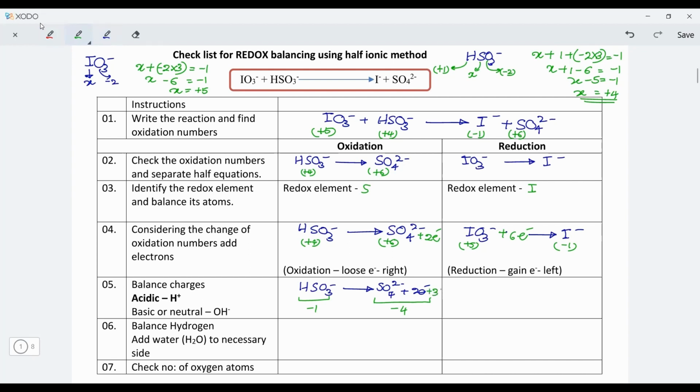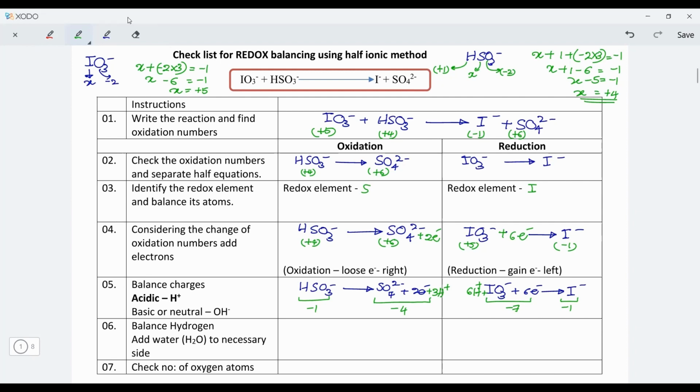So you have to do it for the right side. Then if you check the overall charge, you can understand both sides will become -1 charge. Now let's try it for the IO3 minus reduction equation. Here the overall charge will be -7. Here the charge will be -1. Then to balance that charge, you have to add 6H plus to the left side. Then if you check the charge, both sides will become -1 charge. In that way, you can balance the charges of the oxidation half and the reduction half.